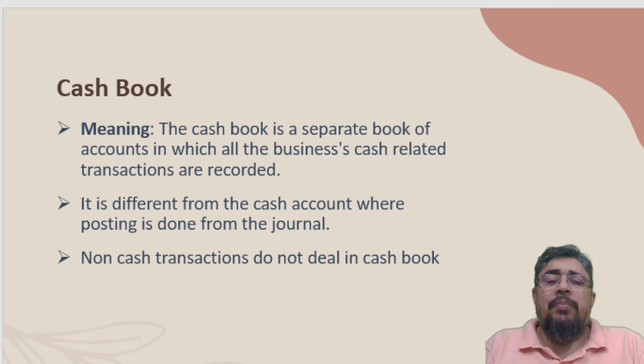Cash book is a separate book of accounts in which all the business cash transactions are entered with the corresponding date. It is different from the cash account, where posting is done from the journal. No credit transactions are recorded in the cash book.